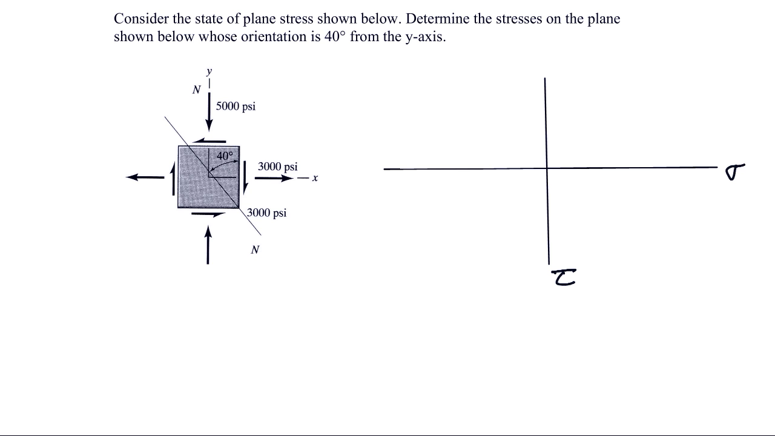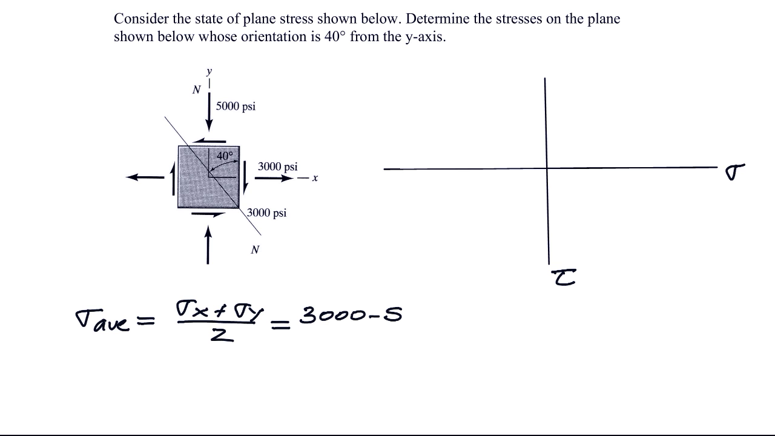In order to draw Mohr's circle, I need two numbers. I need the average value of the normal stresses, so that's sigma x plus sigma y divided by 2. 3,000 positive sigma x, a minus 5,000 for sigma y, divided by 2. So that averages minus 1,000 psi.